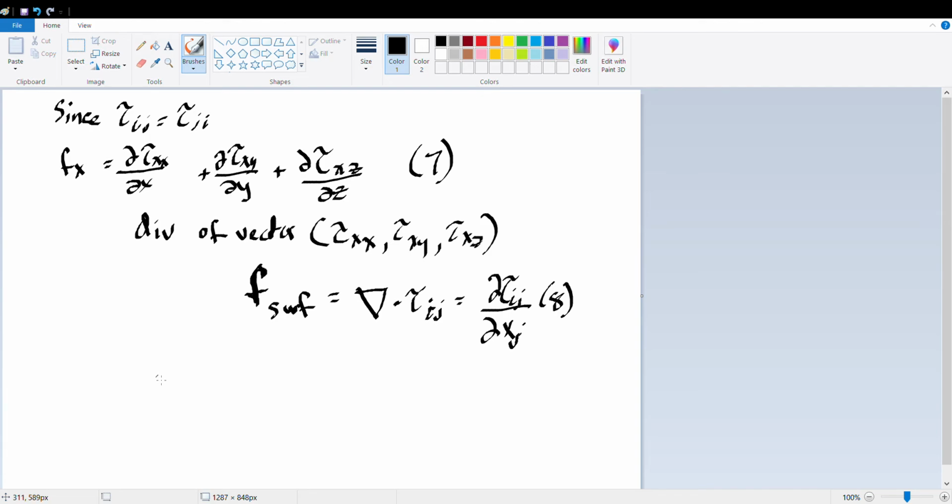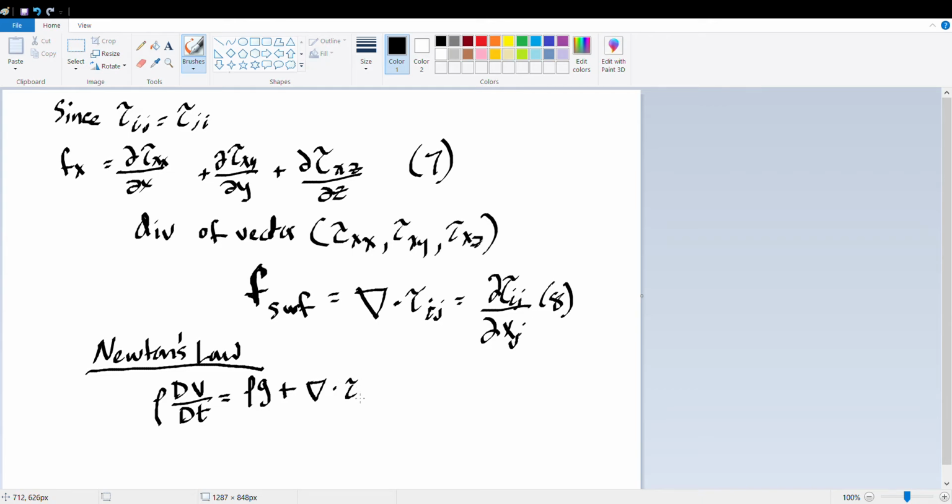Okay, so let's talk about Newton's law. We know force is equal to mass times acceleration, but if you go back to the original equations that I wrote, we can also write it as the density times dv dt, which is equal to the body force plus what I just wrote, the divergence of the stress tensor tau ij. This is actually Newton's law.